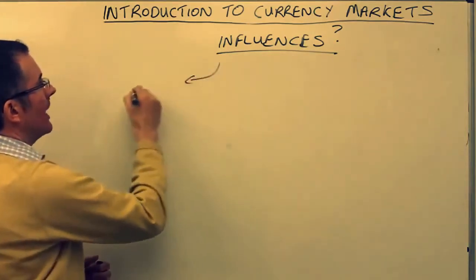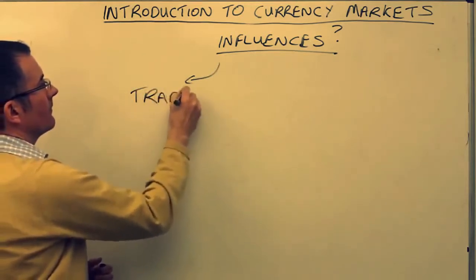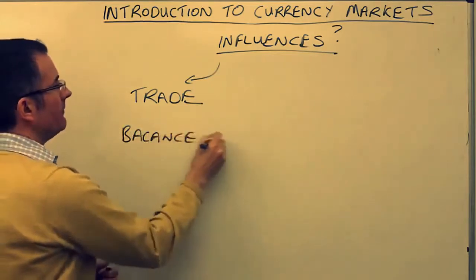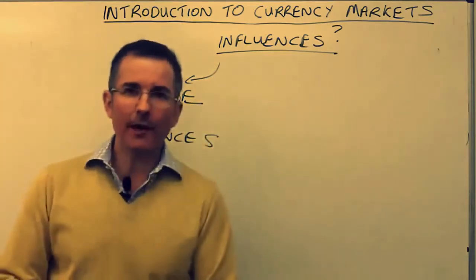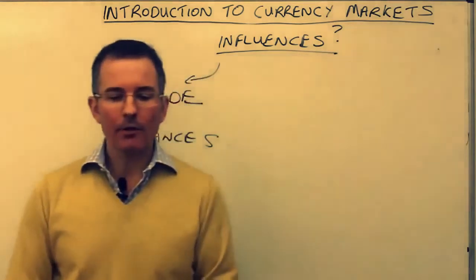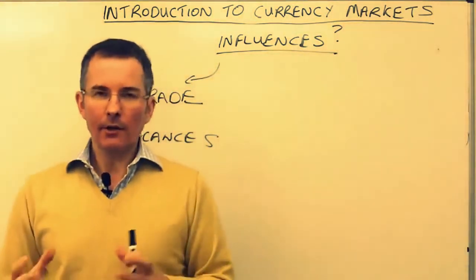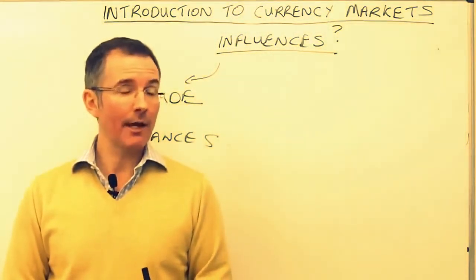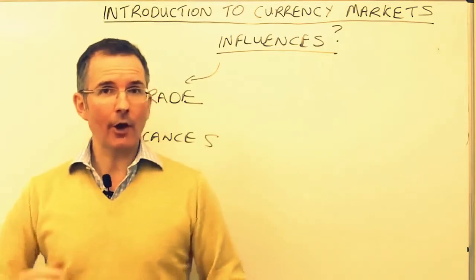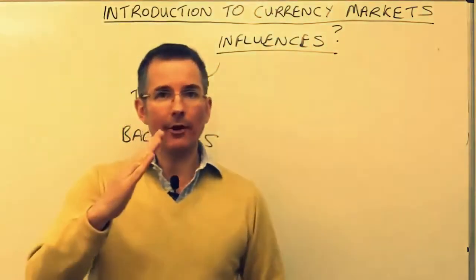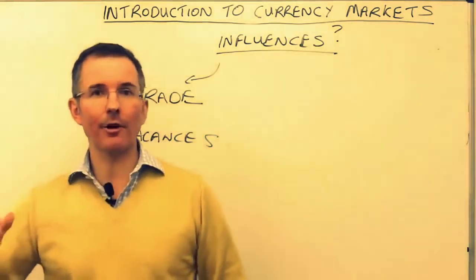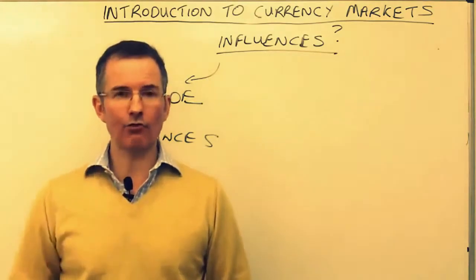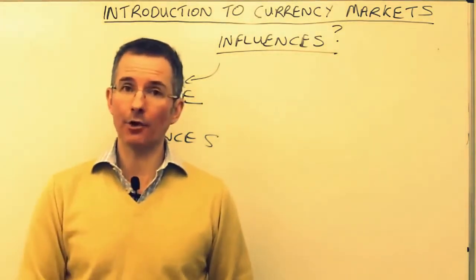Number one, trade. Or you could even say trade balances. Okay, countries trade with each other and they build up trade surpluses or deficits. To cut to the chase on this one, if lots of people want to buy American stuff, they need dollars to pay for it. So demand for a country's goods and services will tend to drive demand for its currency as well. And that tends to suggest that a successful economy will have a strong currency. And that's broadly speaking true.